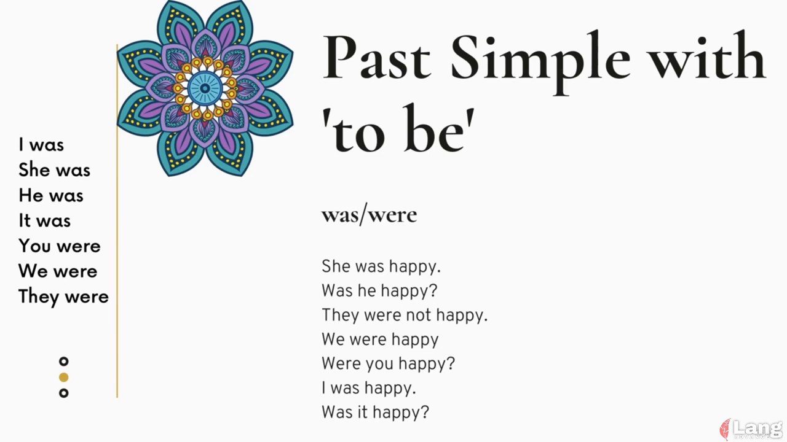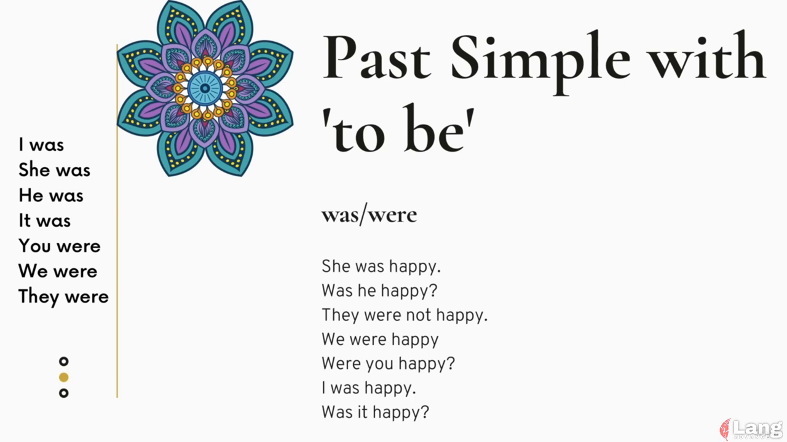We need to be careful when we use to be with the past simple. It comes in 2 different forms, was or were. Here's some examples. She was happy. Was he happy? They were not happy. We were happy. Were you happy?